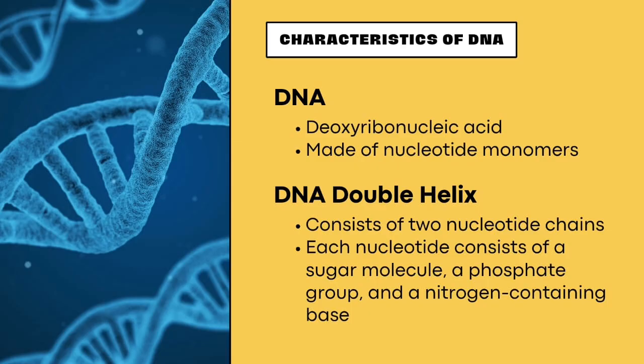Deoxyribonucleic acid is the full form of DNA. DNA is made up of nucleotide monomers. Let's look at the DNA double helix. It consists of two nucleotide chains. Each nucleotide consists of a sugar molecule, a phosphate group, and a nitrogen containing base.